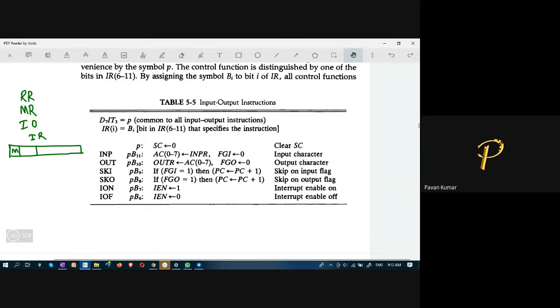Ma'am, mode bit, yes, opcode, and the 12 bits. In terms of I/O, you tell me, you fill this. I am erasing this also.